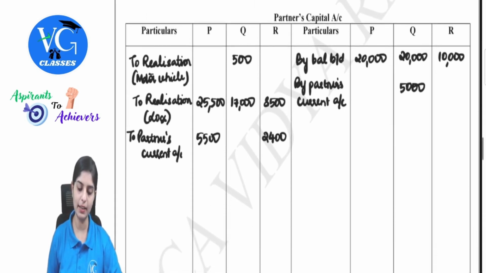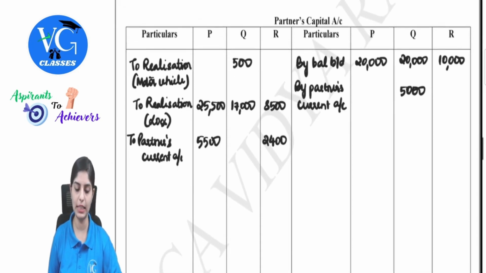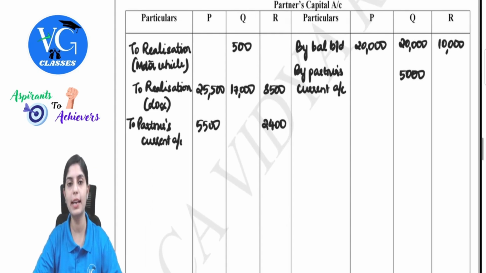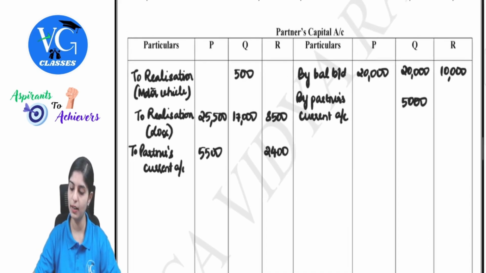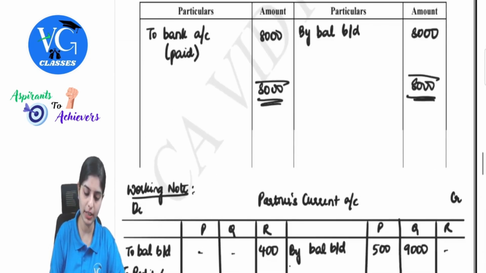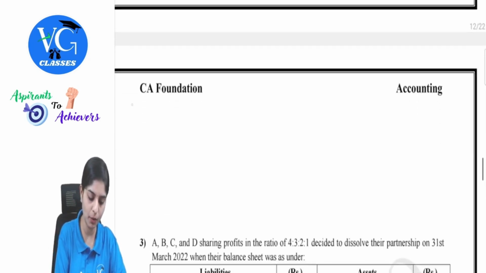All entries done. Now we have to calculate deficiency. The question informs that R is a deficient partner. How do we calculate deficiency? Total of debit side minus total of credit side. 8,500 plus 2,400 minus 10,900 is the deficiency. Some amount realized is also given. So we will make a working note.